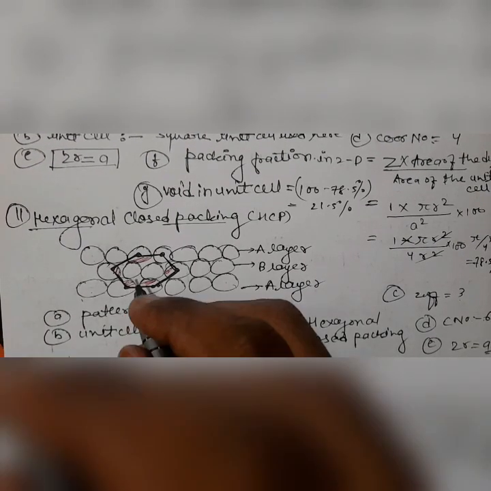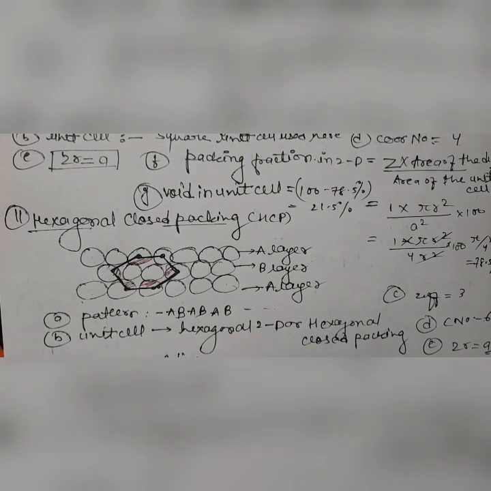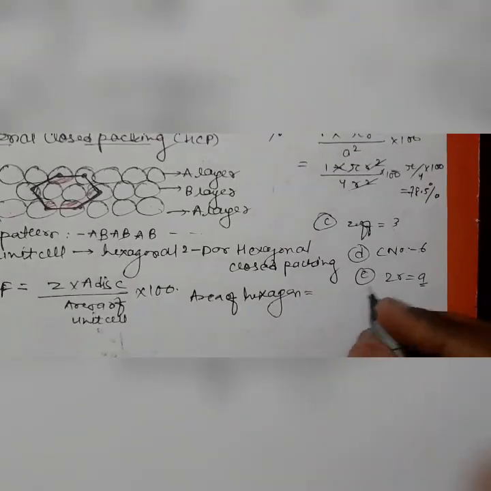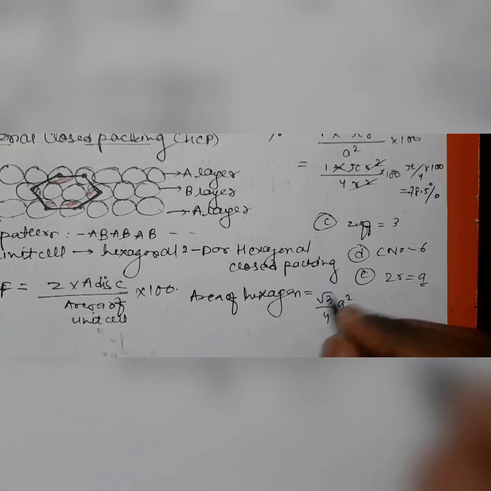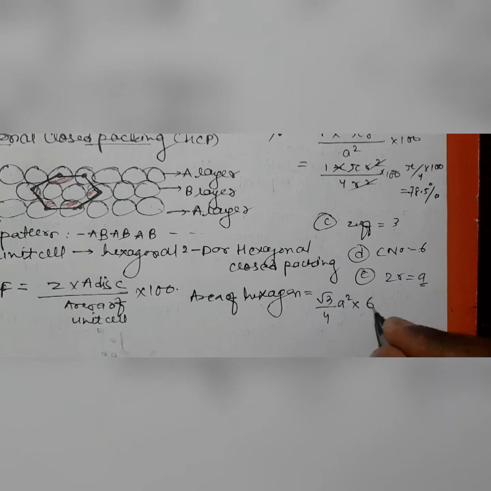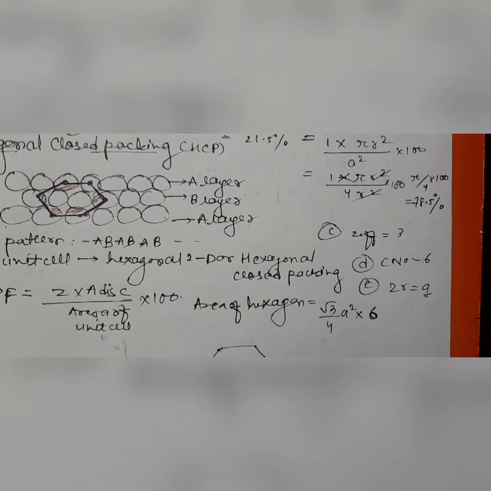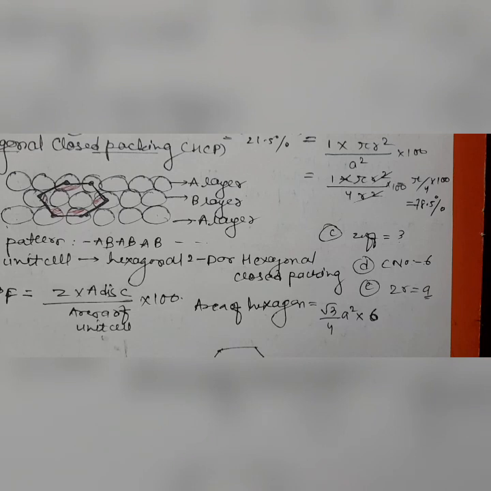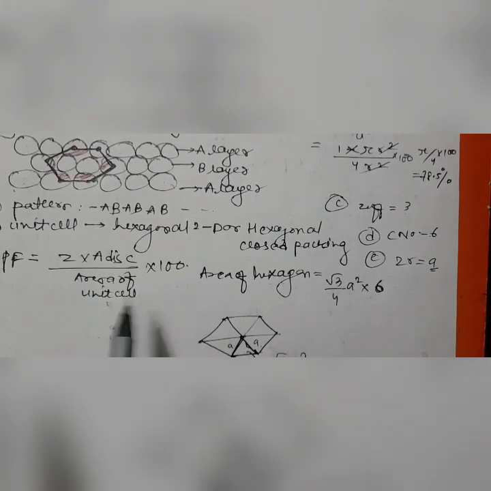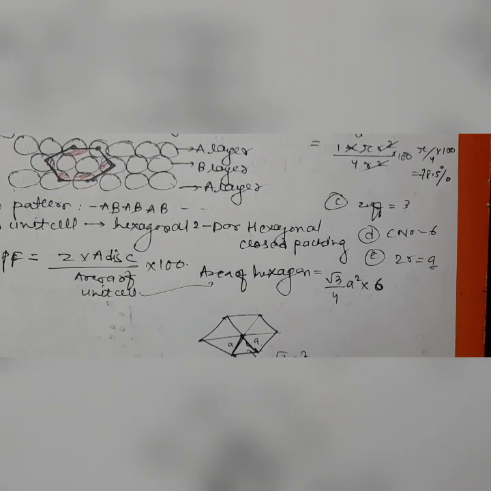Of course, we have to know the area of it. The area of hexagon is nothing but 3 by 4 a square, that is, the area of an equilateral triangle into 6. If you take a regular hexagon, this is a triangle of equal sides, whose area is root 3 by 4 a square. There are 6 such triangles in it. So we can easily write the area of the hexagon through it, that is nothing but the area of the unit cell. Now this is the end of the packing fraction.